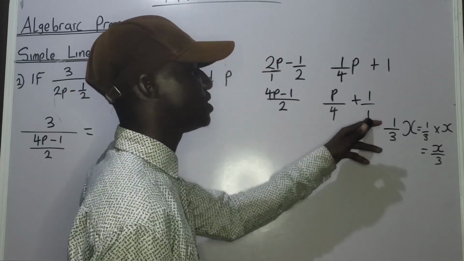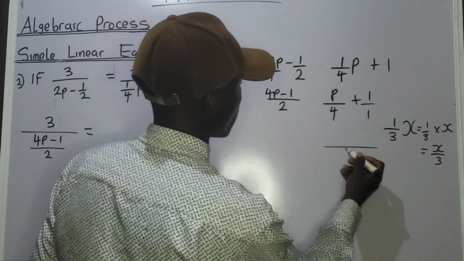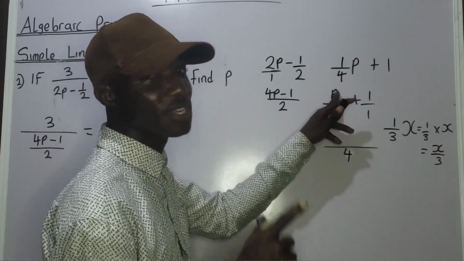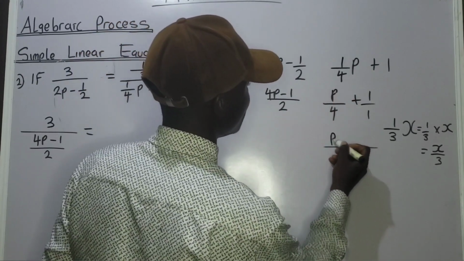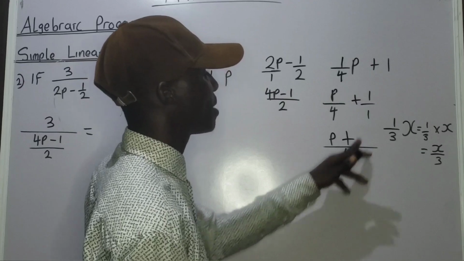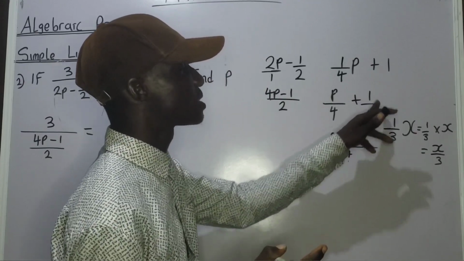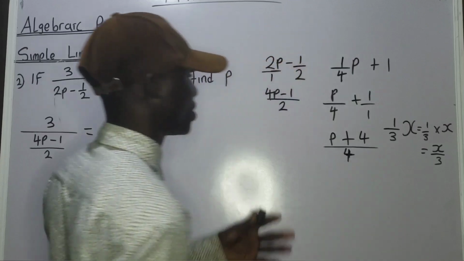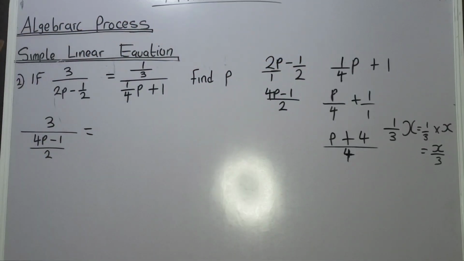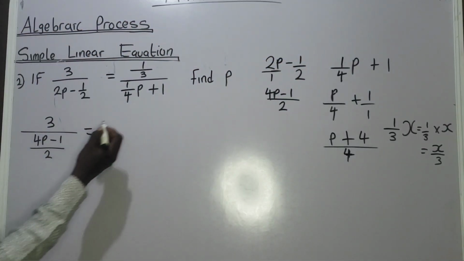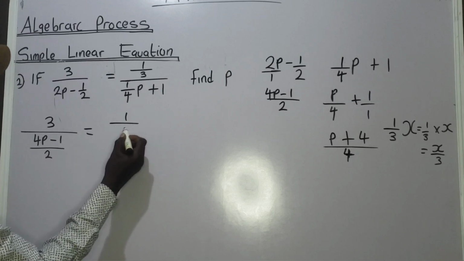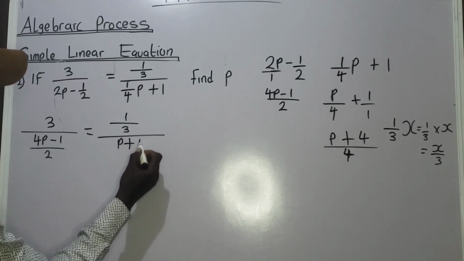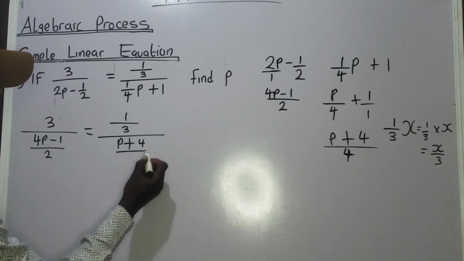LCM of the denominators, which are 4 and 1, is 4. Okay. So 4 divided by 4 is 1. 1 multiplied by p is p. So I'm going to have p plus 4 divided by 1, which is 4. 4 multiplied by 1 is 4. So the simplified version of the denominator is p plus 4 all over 4. So for this I'm going to have 1 all over 3 all over p plus 4 all over 4.